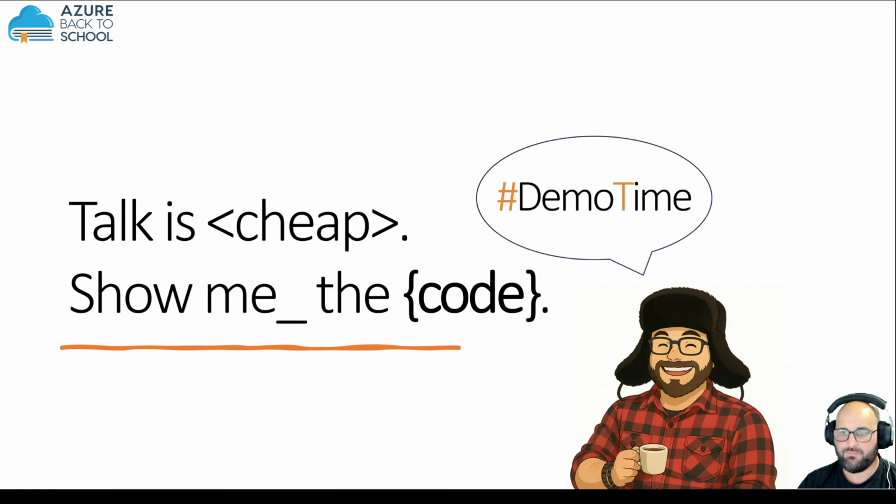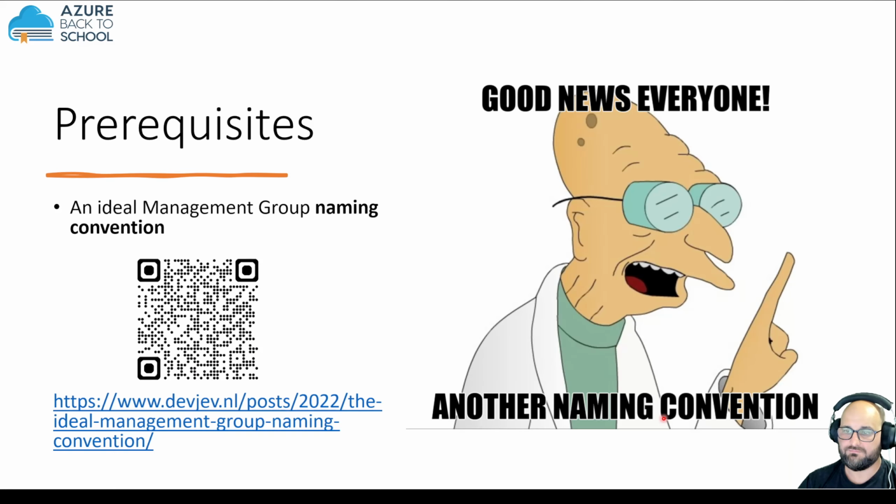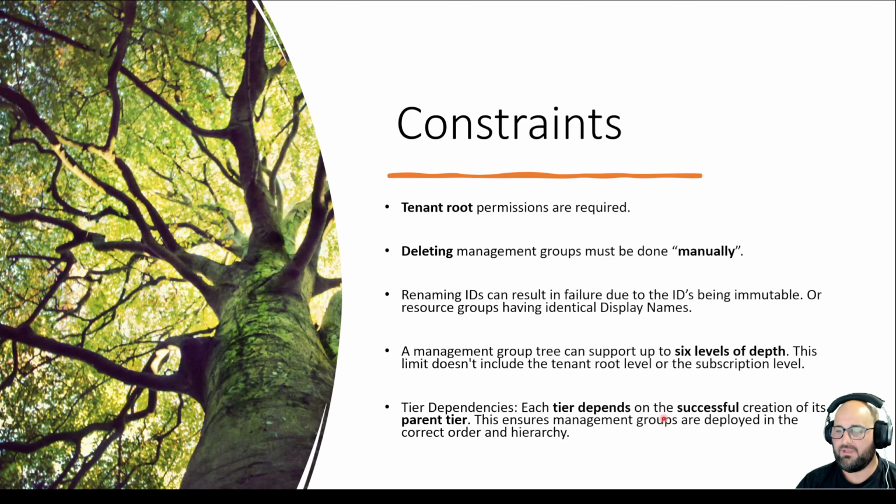So let's jump into the constraints. Oh, so there are a couple here. The first constraint is permissions, tenant root permissions required. We talked about that. Second constraint, and I haven't shown this to you: when we don't need a management group anymore, because we had to restructure the IDs, for example, or for whatever other reason, we need to delete it manually. And the reason for this is not vending, but actually the deployment model.